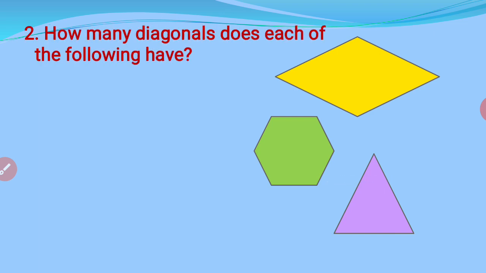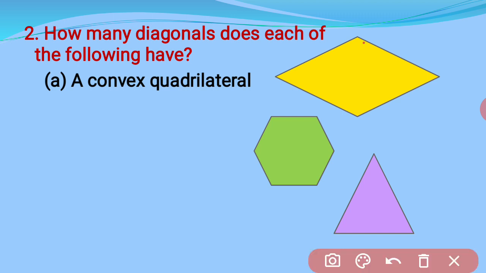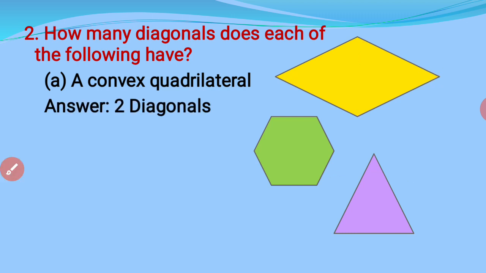How many diagonals does each of the following have? A convex quadrilateral, that is the very first figure. So, this is one diagonal and this is another diagonal. So, they are 2 in number.